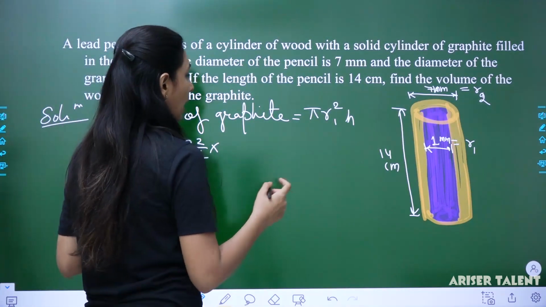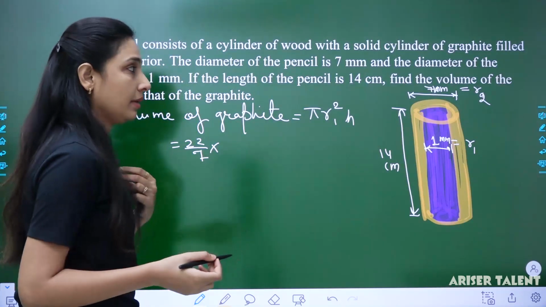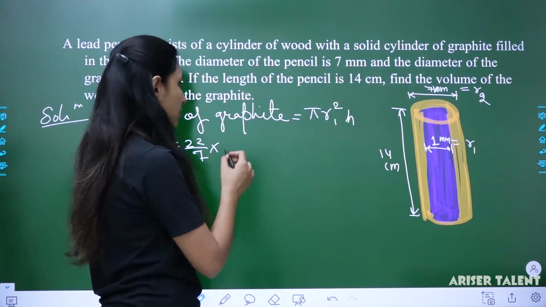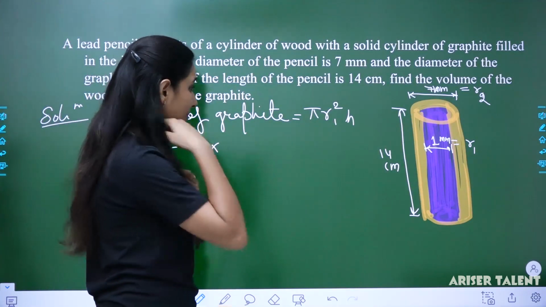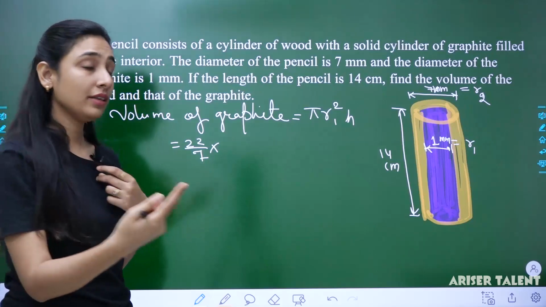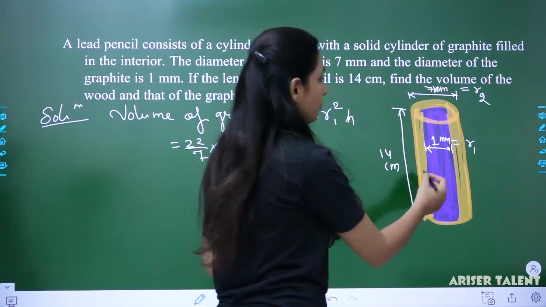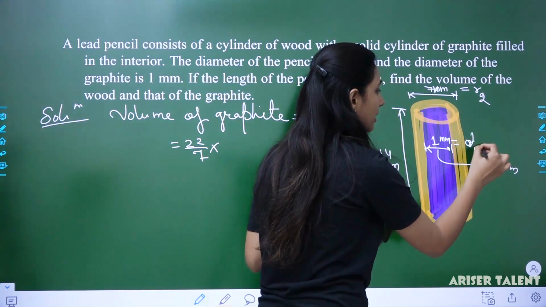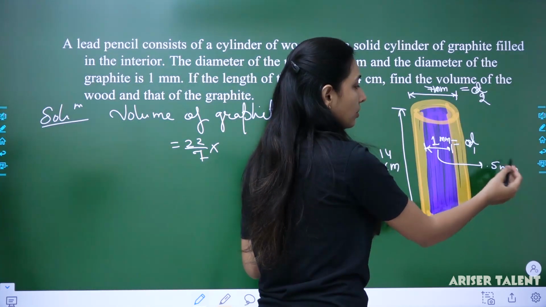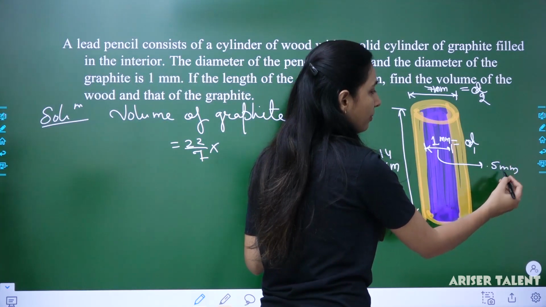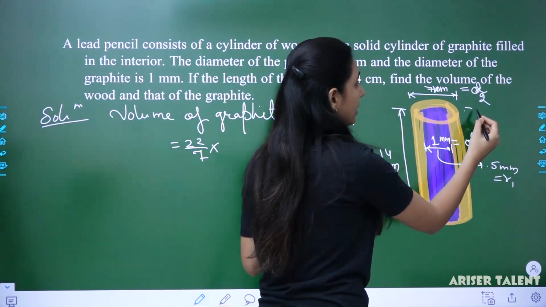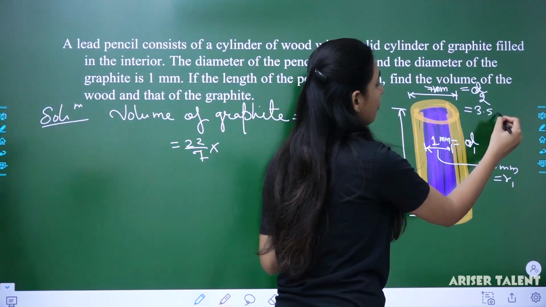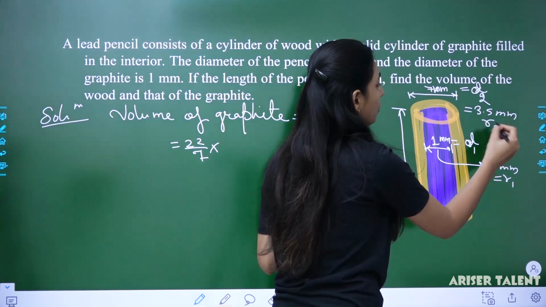R1 square. Now R is in mm and the question is asking in centimeters. So to convert mm into centimeters, you can just divide it by 10. First, it is diameter. So if it's 1 mm, that will be 0.5 mm. This is given D1 and this is given D2. So 0.5 mm will be R1. Here 7 mm is given, so 3.5 mm will be R2.